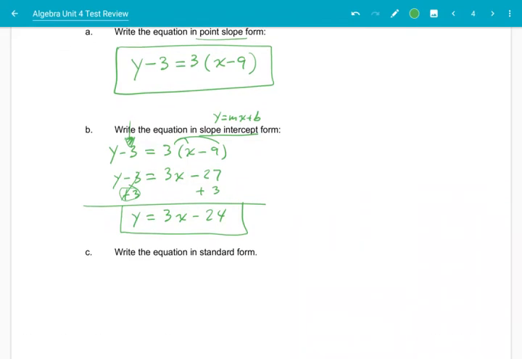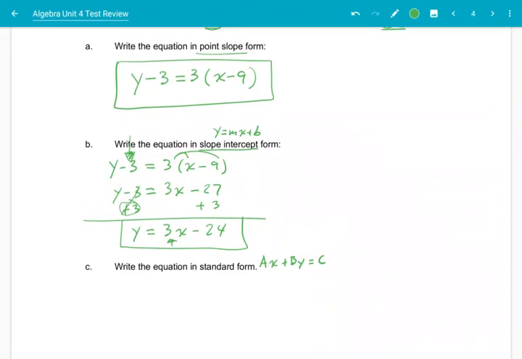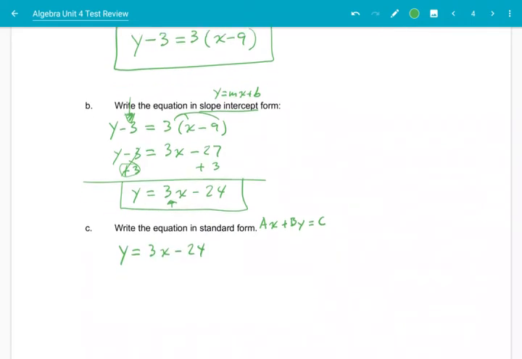So write the equation as standard form. Okay, this is ax plus by equals c. So now we just need to move this bit over to the other side. So let's write this back out again. X minus 4. And let's just move this over. It's positive on this side, so I need to make it negative. Subtract. Minus 3x plus y equals minus 24.